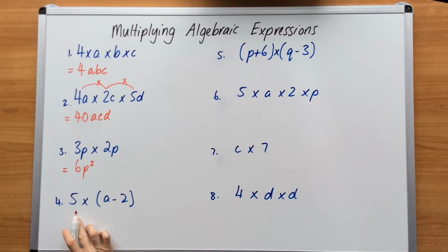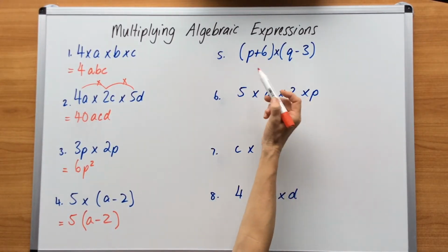Question 4 is 5 times bracket a minus 2 bracket. Okay, there's not much that we can do here. We're just going to take out this symbol. So 5 bracket a minus 2 bracket, and that's the answer. We're simplifying this expression, okay? There's not much that we can do. We can't multiply anything really. So we just take this multiplication symbol out and leave it as 5 bracket a minus 2 bracket.